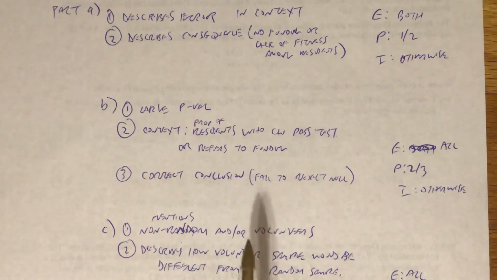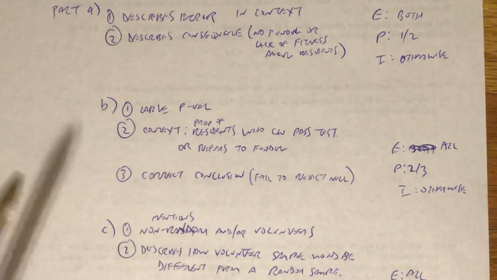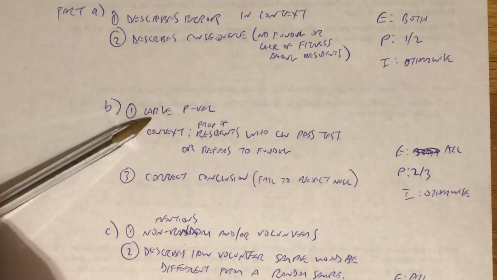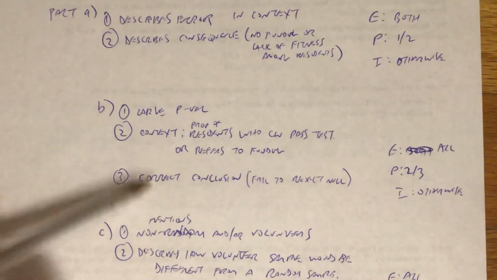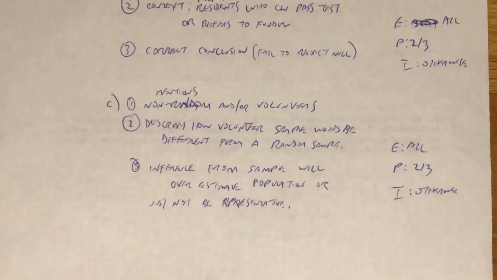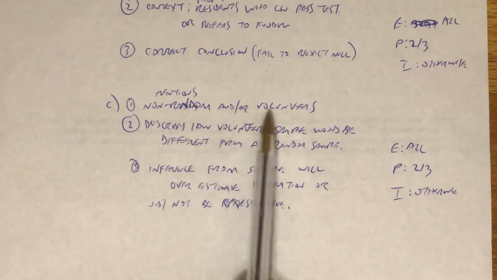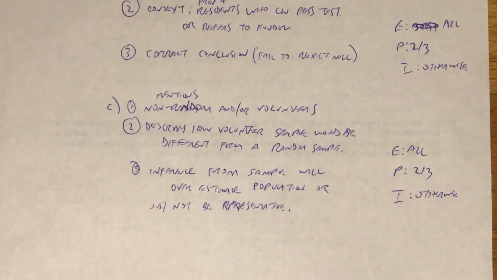All right. So you need basically those three parts of any conclusion: the p-value, the conclusion to reject or fail to reject, and the context. Part C, you need to mention that they were non-random and/or volunteers. I think I actually said both, but saying volunteers would be perfectly fine.